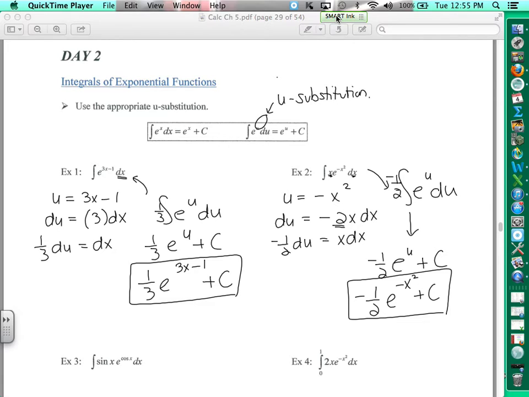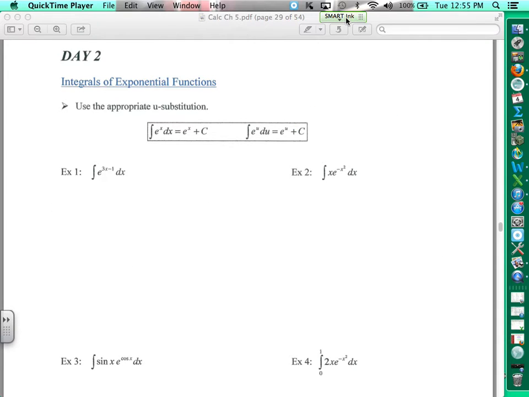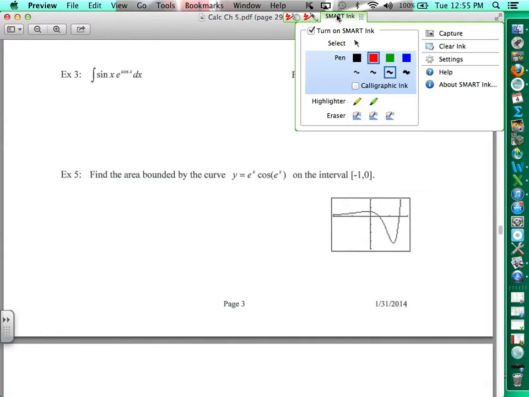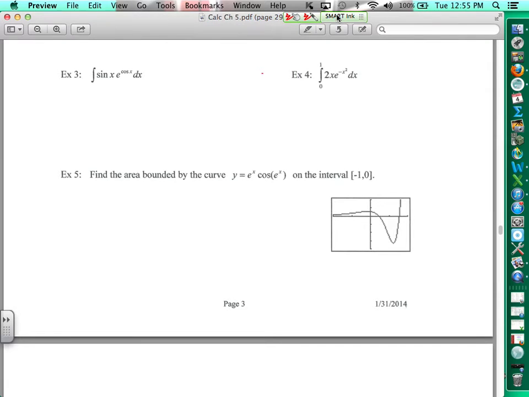The next one, we've got some trig in here, so we can go through and integrate that. Same idea, if we let u equal the exponent, we're probably going to pick up the other pieces that we need. So if I let u equal cosine x, the derivative of cosine x is negative sine x. And I need a positive sine x, so we'll put the negative on the other side of the du.